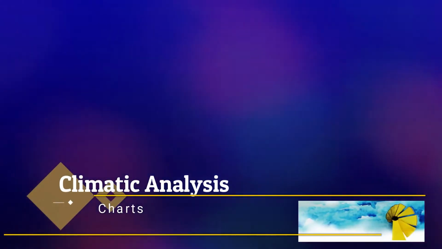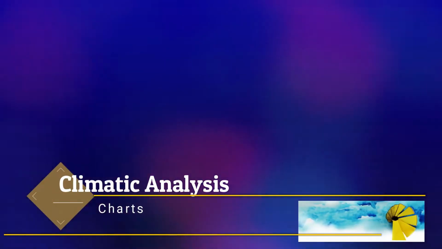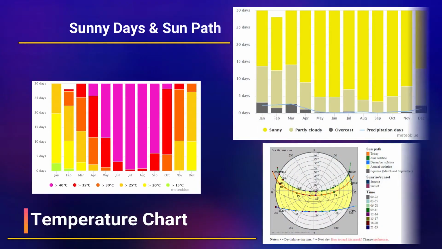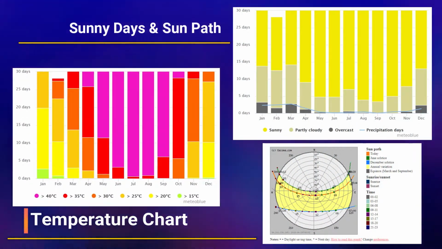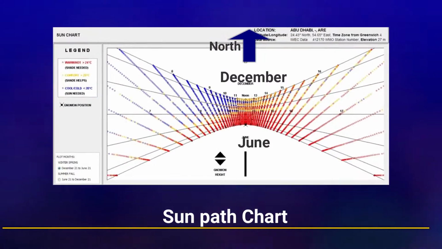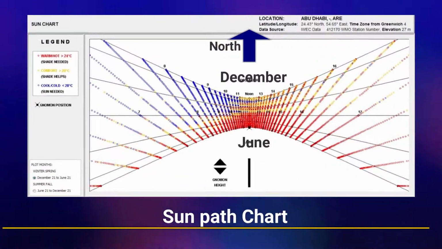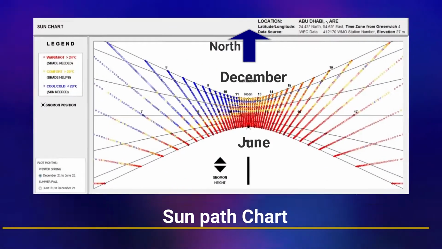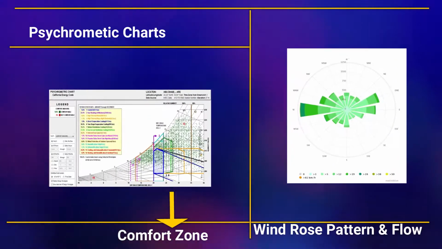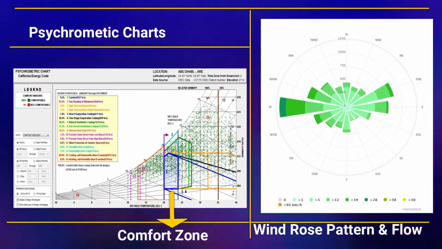Climatic analysis charts represent Dubai as an arid desert climate. The temperature charts show the hottest temperatures in July and August, while the coldest months are December to February. Wind flow rate and orientation are mainly concentrated on the northwest side of the city.